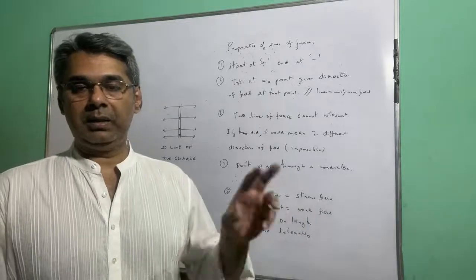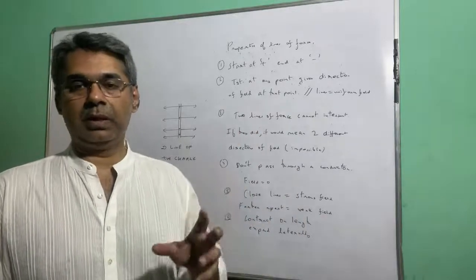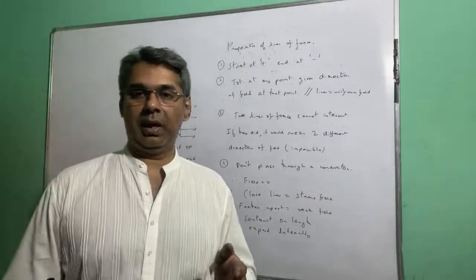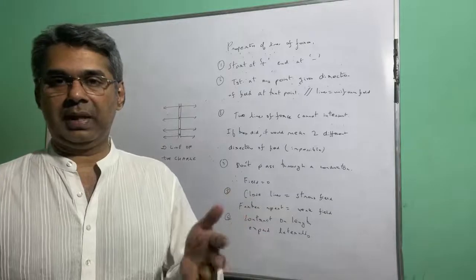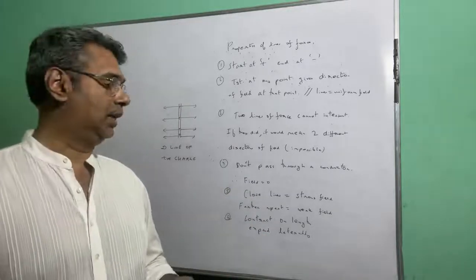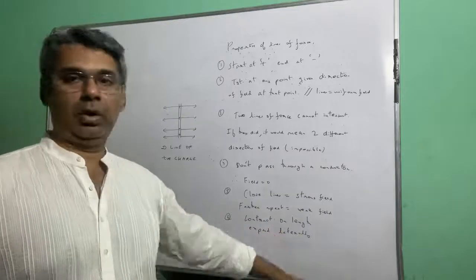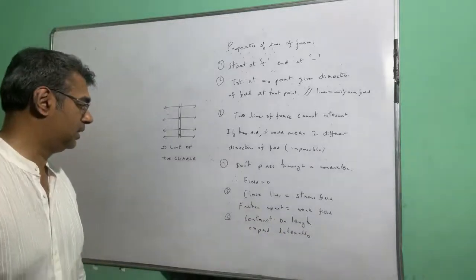So along the length, the lines have a tendency to bulge out because there is a restriction. They are at a fixed distance apart, so you cannot have them closer or farther away than they actually are. That is why they tend to bulge out. So they expand laterally and contract along the length. This is point number 6.